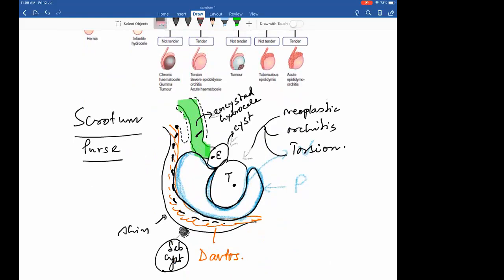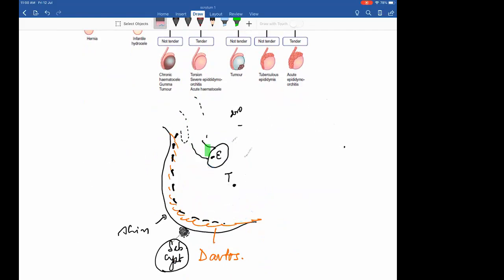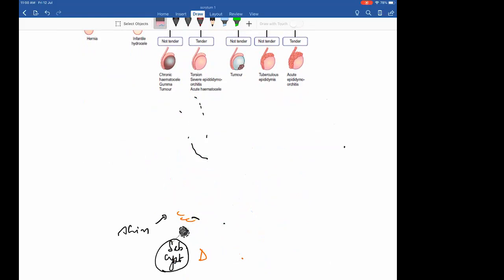Now we'll erase this picture and let us go to what a clinician does to understand the origin of a scrotal swelling. For this I got this algorithm from one of the books, and I really find this algorithm, as a clinician, to be a very, very important thing to understand.